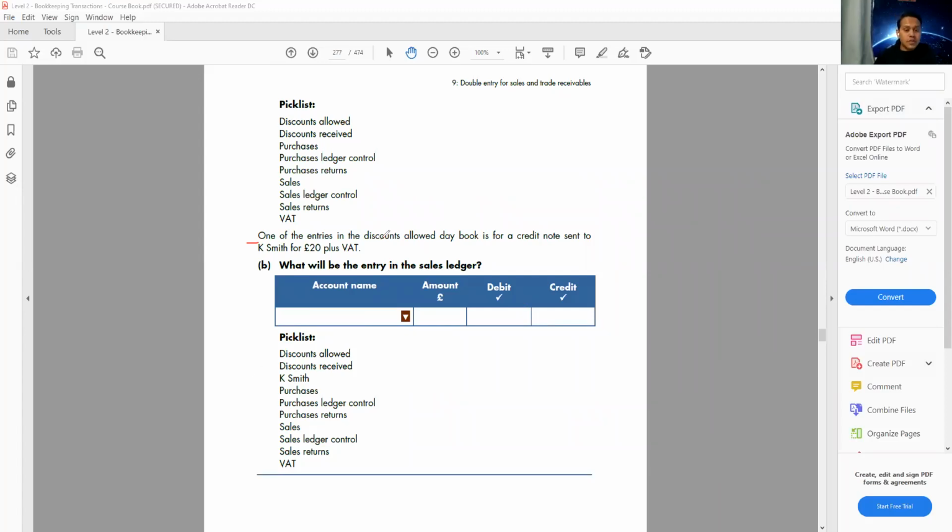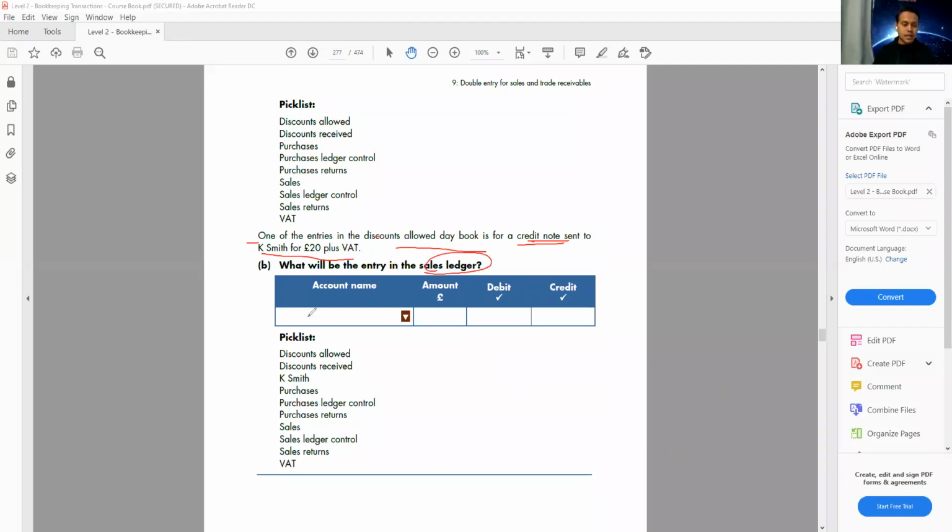One of the entries in the discount allowed book is for a credit note sent to K. Smith, 20 plus VAT. So I'm sending a credit note. When someone returns goods to me, I send a credit note to them. So if any customer returns goods to me, I send them a credit note so that they can pay me less money. 20 plus VAT. What will be the entry in the sales ledger?